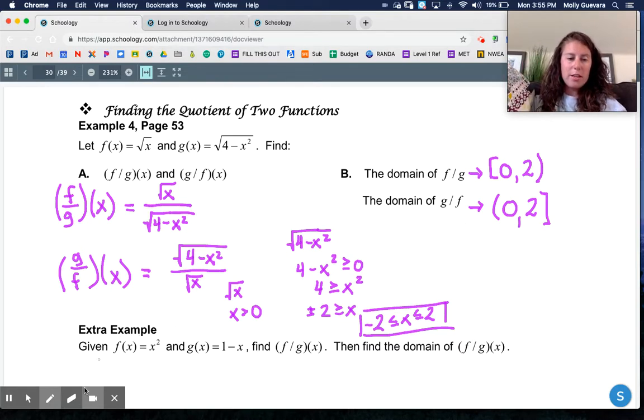So I want you to try this last example, the extra example. Give it a good old college try, and then when you are ready, go ahead and hit play, and we'll go over it.